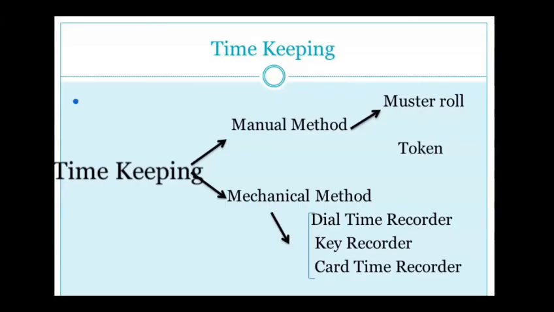Then the next one is the card time recorder. This is the most popular method of timekeeping in large concerns. Under this method, each worker is given a time card which is kept at the factory gate. When a worker enters, he picks up his card and puts it in a time recording clock which prints the exact time of arrival.